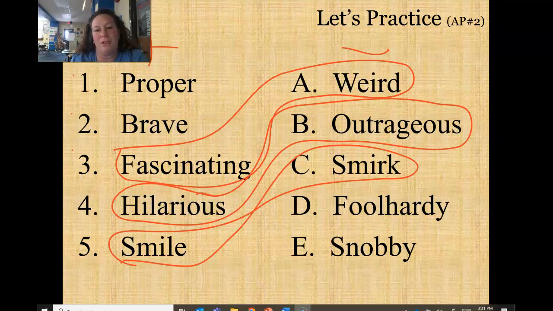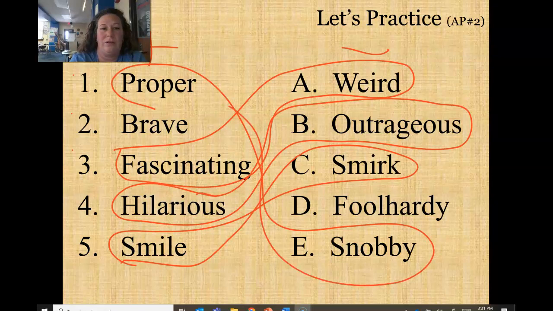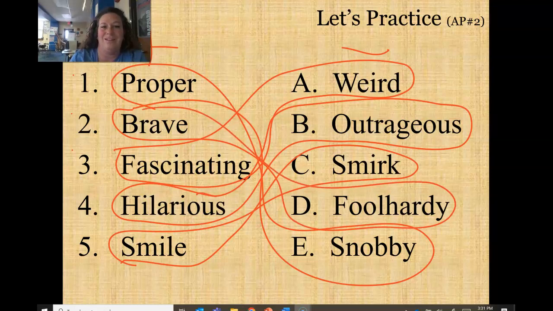Brave, foolhardy, and snobby. I don't really know which one might be it. But I know that snobby is just a rude word for saying that somebody might be a little bit more proper than others, which leaves me with brave and foolhardy. Okay, so to be foolhardy, it just means that you're reckless or bold or rash. Some people see it as brave, other people see it as not so much.